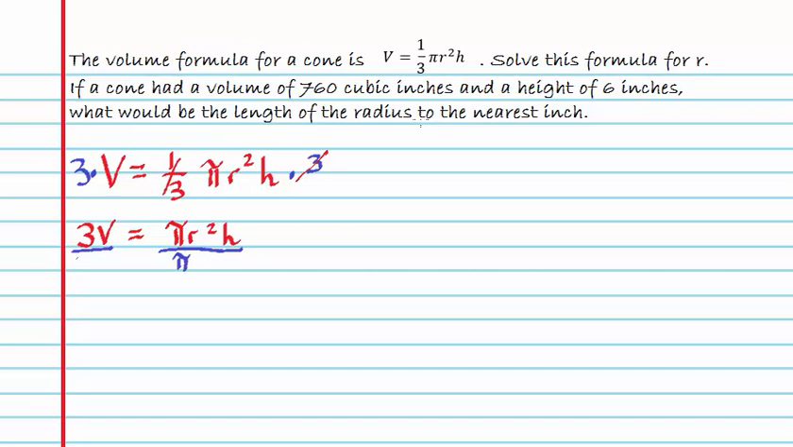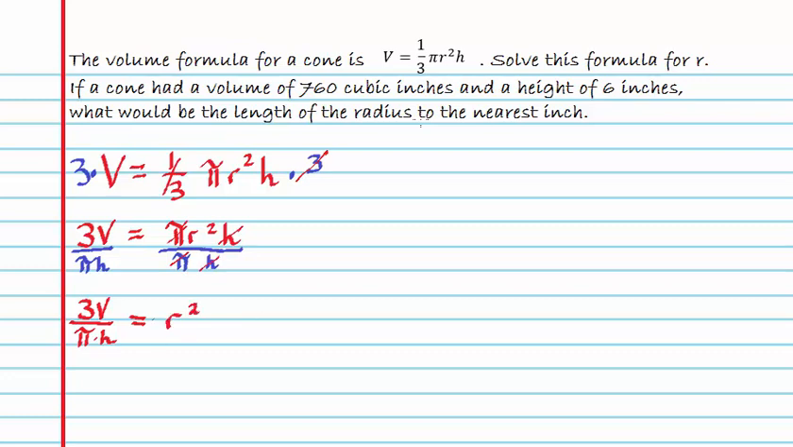I need to divide by pi, and I need to divide by h. That's the opposite operation. So when I do that, I can't combine anything on the left side, so I'm going to rewrite it as 3v over pi times h equals, well, the pi cancels out because it's on top and the bottom of my fraction, and the h cancels out as well. So I'm just left with r squared.